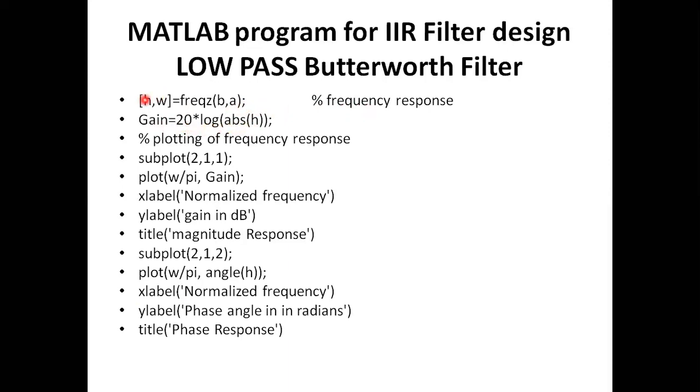This H is magnitude and frequency. For magnitude only, you are converting that magnitude into dB. So absolute means magnitude: ABS of H, then 20 log. So here you get the gain in dB. Now you need to plot. You got your frequency response.